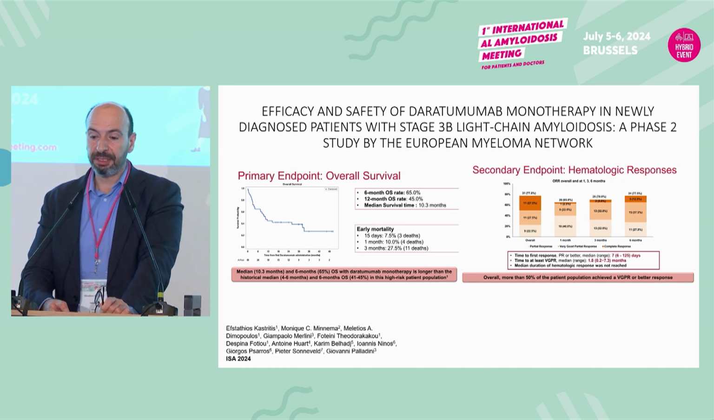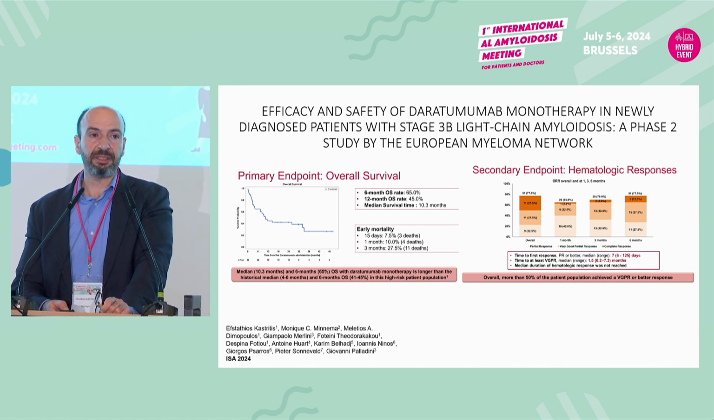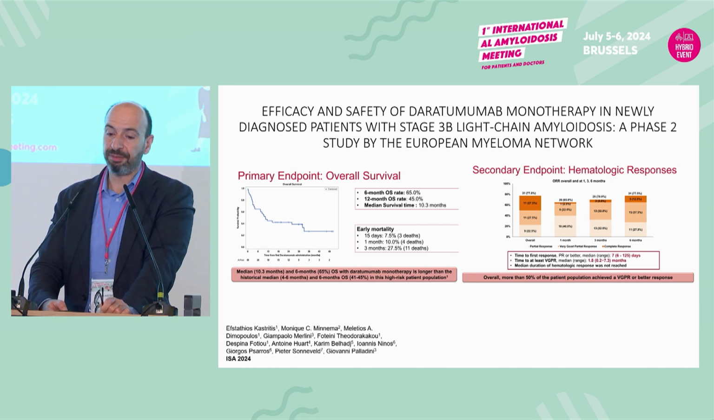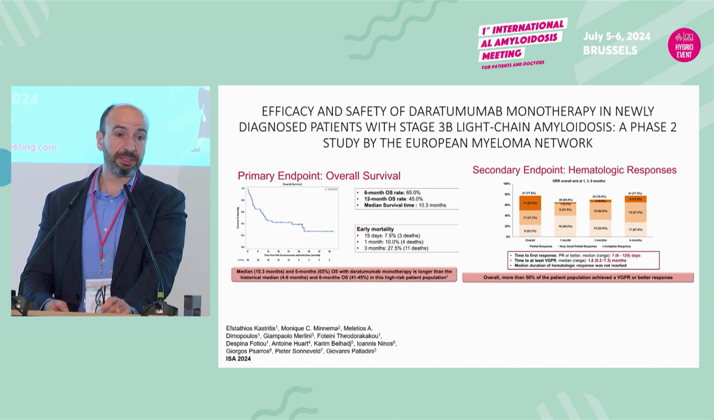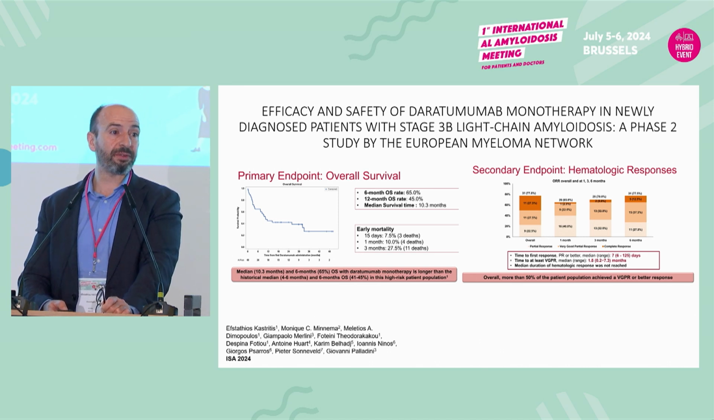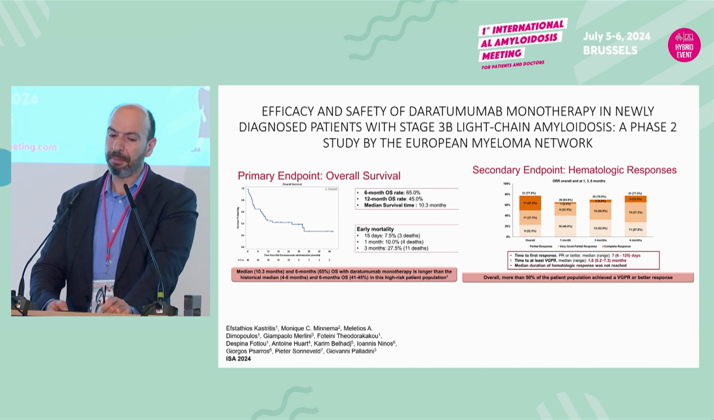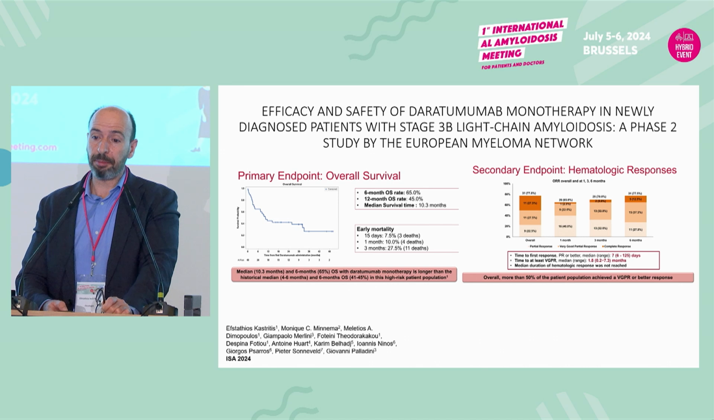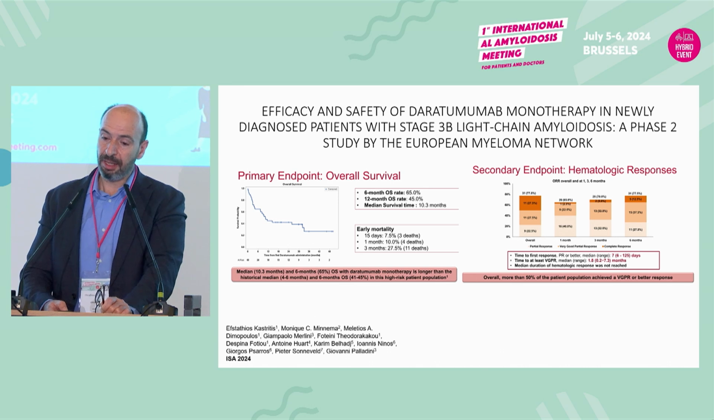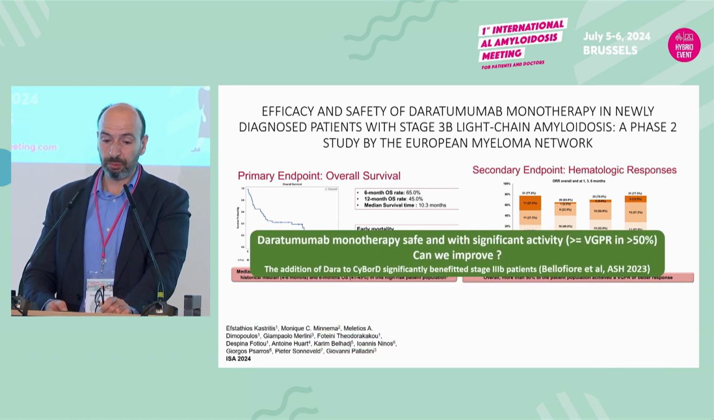And as you can see here, there was a reduction in the overall mortality within the first 6 months to 35% from about 50 to 60%. This is very important. And also the secondary endpoint of hematologic responses with daratumumab as a monotherapy was very high. So daratumumab is a very well-tolerated drug. It can induce very rapid hematologic responses, and probably is not increasing early mortality. But still, we need to improve.